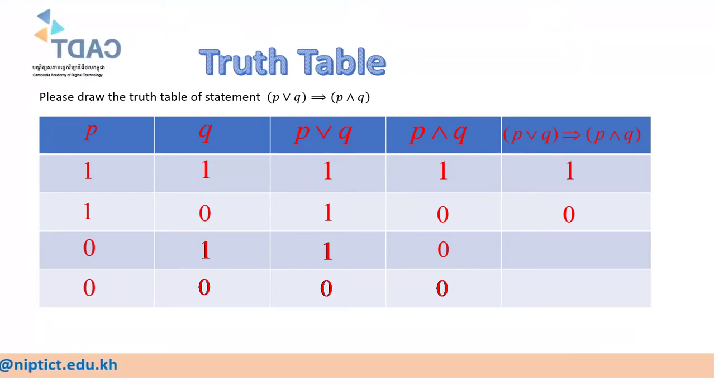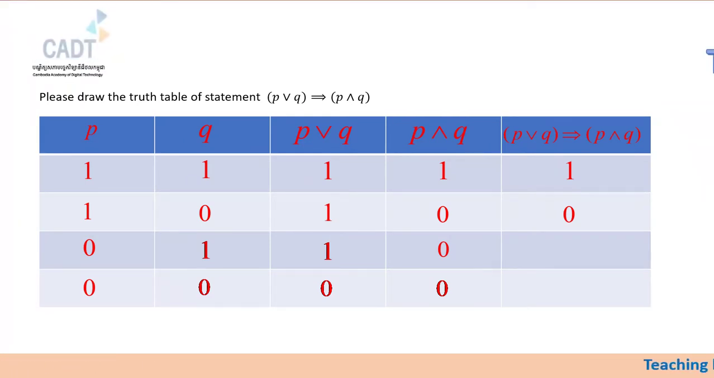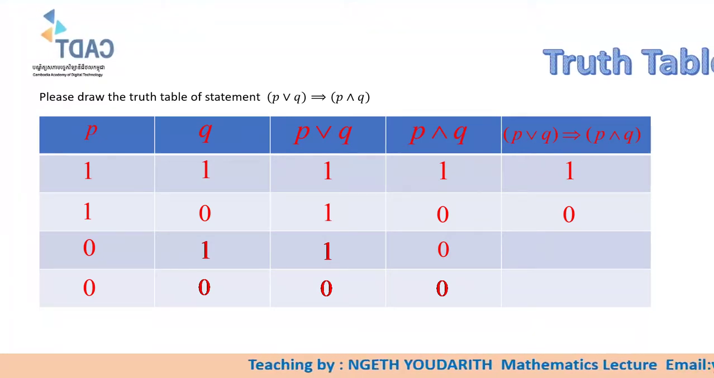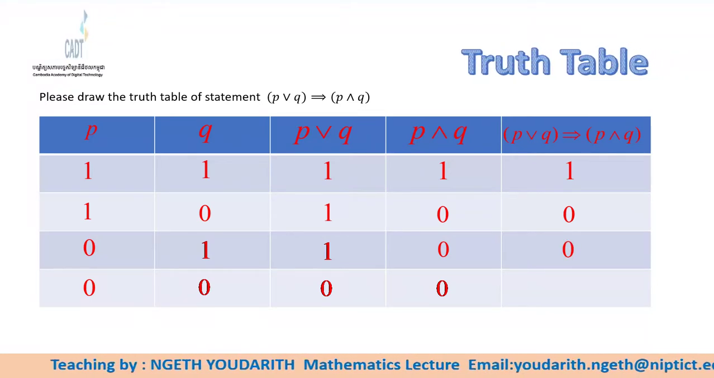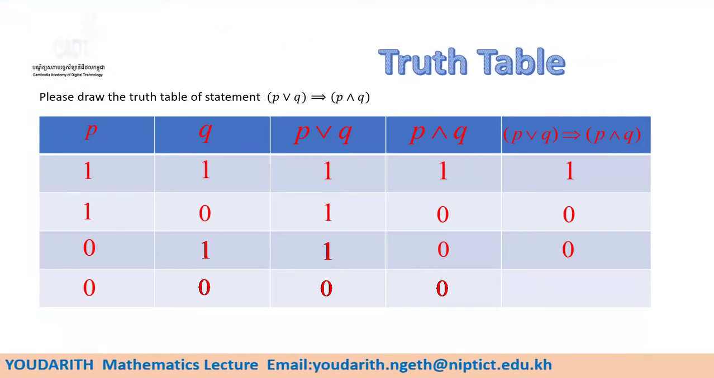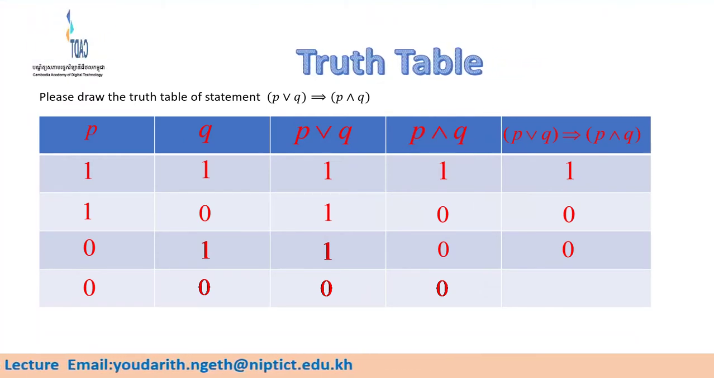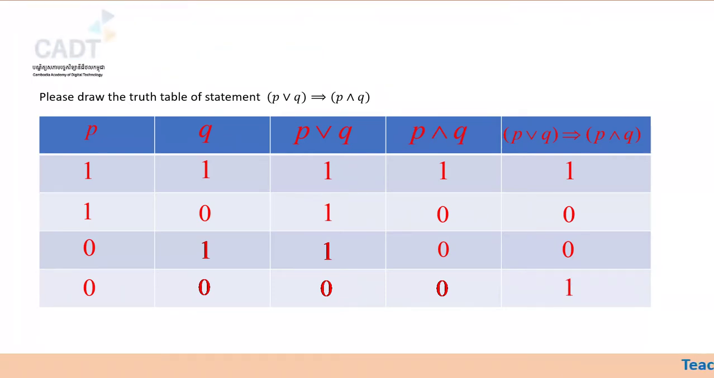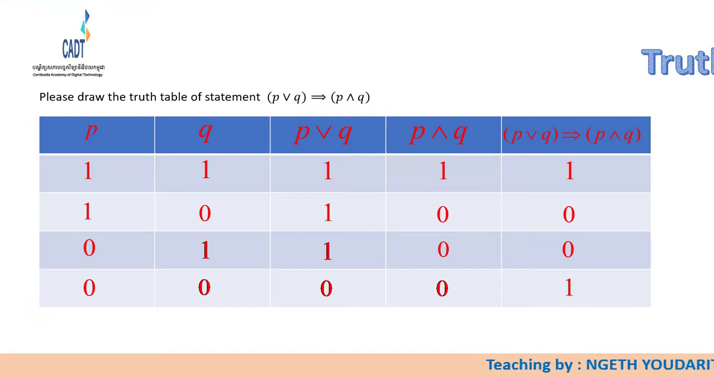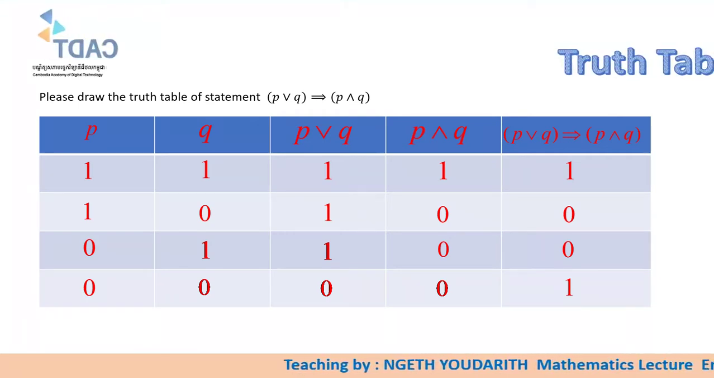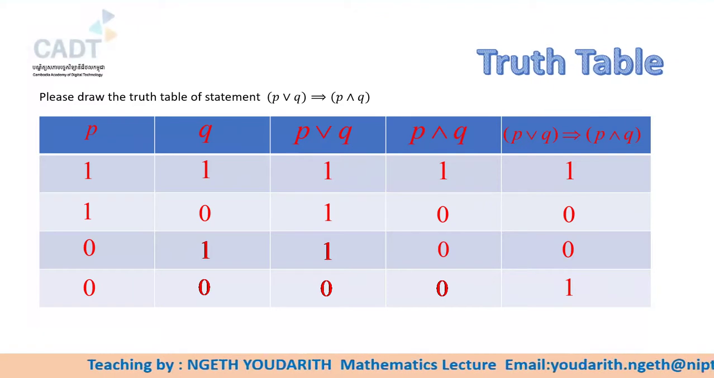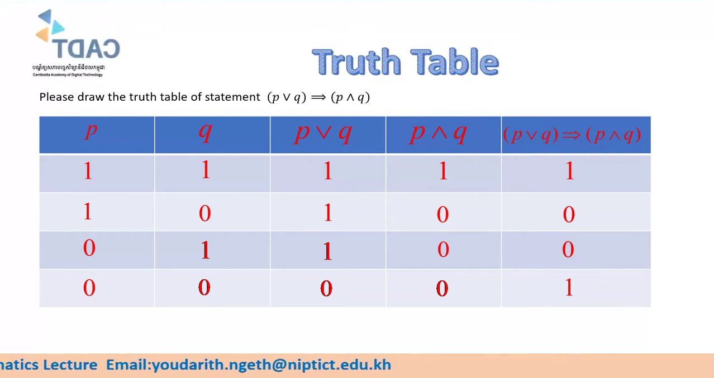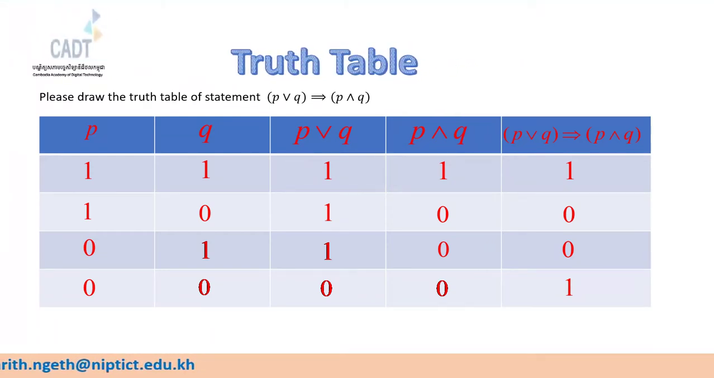And in the third row, P or Q is true and P and Q is false, so the implication is false. In the fourth row, P or Q is false and P and Q is false, so P or Q implies P and Q is true. This is the truth table for the statement P or Q implies P and Q. The values are true, false, false, and true. This is the meaning of implication.